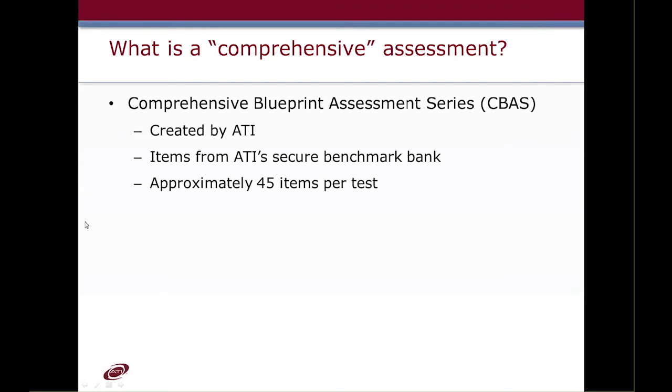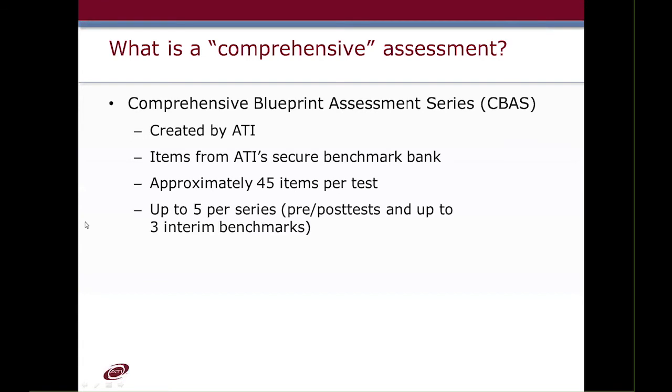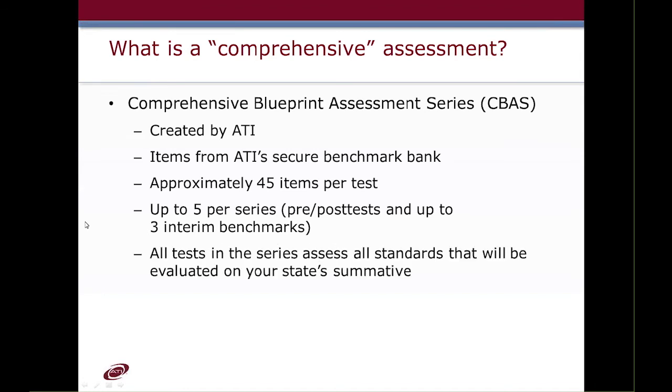Each test is approximately 45 items per test, which means it should take your students about 45 to 60 minutes to complete, usually about the length of a typical classroom session. There should be up to 5 tests per series that include your pre and post tests and up to 3 interim benchmarks. We actually provide 3 of them that you can schedule as you see fit for your uses. They usually correspond to end of quarter tests, or maybe if you don't want to test your students that often, you can schedule a mid-year, but you can use them however you like.